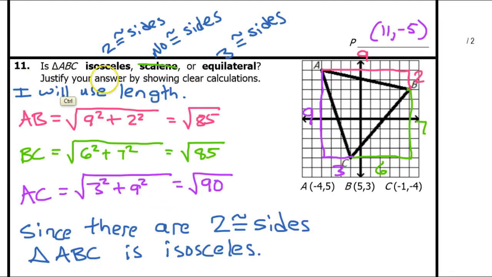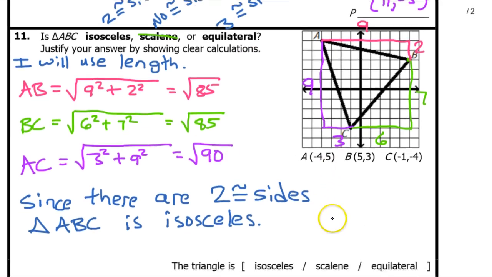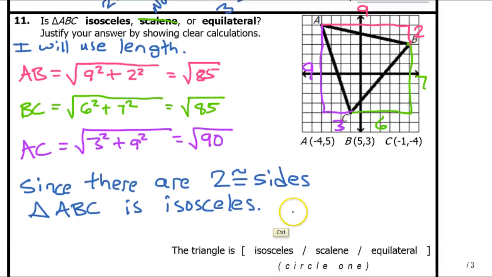Notice the pattern that I'm doing. Anytime I'm trying to prove or verify, I always make an introductory statement, and then I show my calculations, and then I make a conclusion that answers the initial question. In this case, they want me to circle isosceles, so there you go.